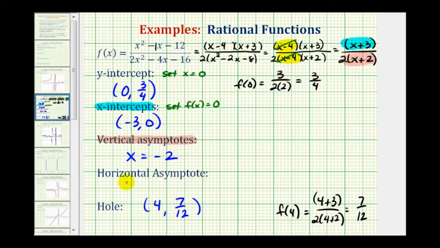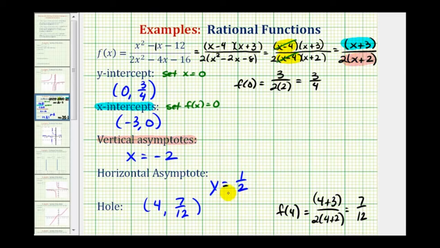And now for the last question, we want to determine the horizontal asymptotes, which can be found by analyzing the degree of the numerator and denominator. And we can use the simplified function or the original function. Notice in this form here, the numerator and denominator have degree 1. And since they have the same degree, the equation of the horizontal asymptote will be y equals the ratio of the leading coefficients. Notice the leading coefficient of the numerator would be 1. Leading coefficient of the denominator would be 2. So y equals 1 over 2, or y equals 1 half, is the equation of the horizontal asymptote.